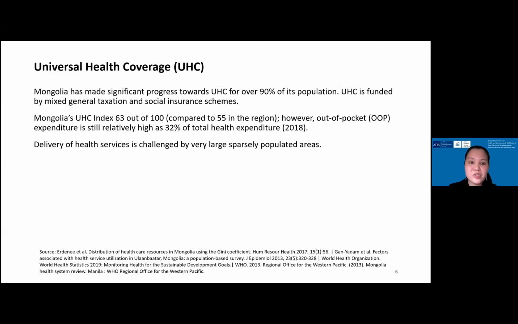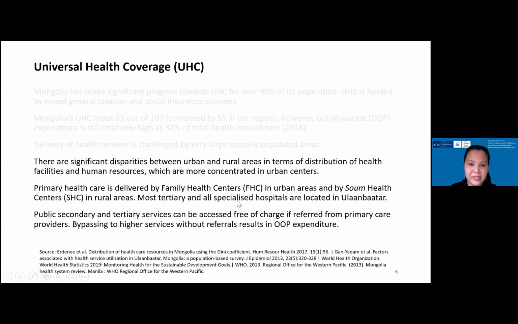And as I mentioned about geographical area, the delivery of health services is challenged by very large, sparsely populated areas. There are significant disparities between urban and rural areas in the distribution of health facilities, as well as human resources, which are more concentrated in urban areas. Primary health care is commonly delivered by family health centers in urban areas and Soum health centers in rural areas. Most tertiary and other specialized hospitals are located in Ulaanbaatar.